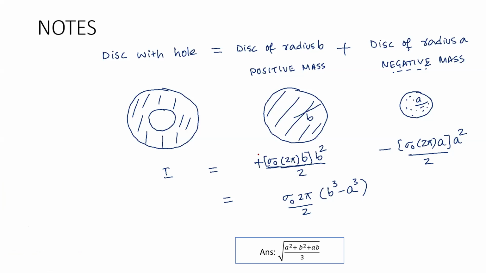If you look at this mass, it is for the complete disk. But the mass is actually changing from point to point. So I cannot take the complete mass and then multiply by b square and then divide by 2. So I will be wrong there. You understand?